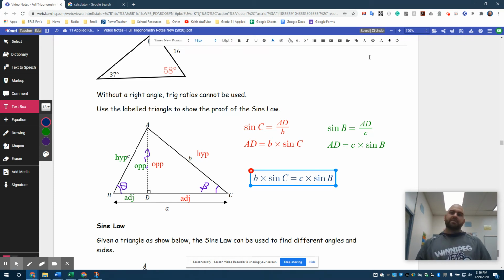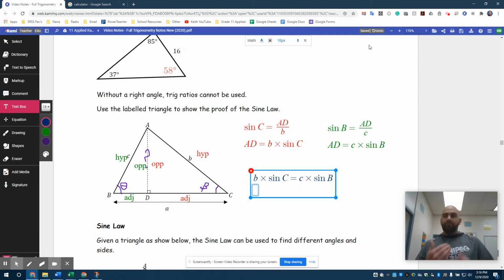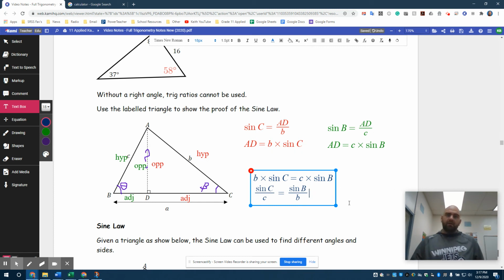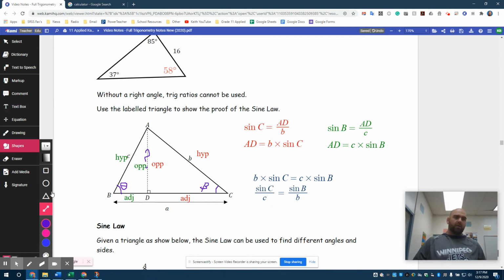I'm going to go one step further, and I'm going to actually divide both sides by B and both sides by C. What's going to happen is it's going to get rid of the B here and get rid of the C here. And by doing this, I'm going to get sine C over little c is equal to sine B over little b. And now, this might not look like a whole lot, but this right here is going to be our sine law, and it's going to help us actually to solve for certain pieces based on stuff that we know.